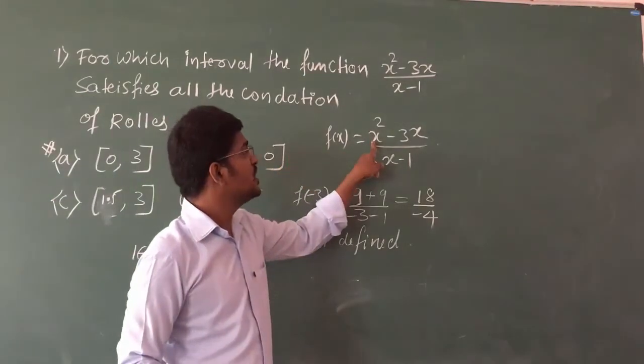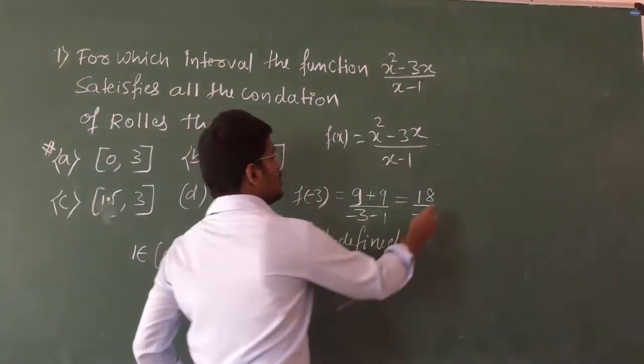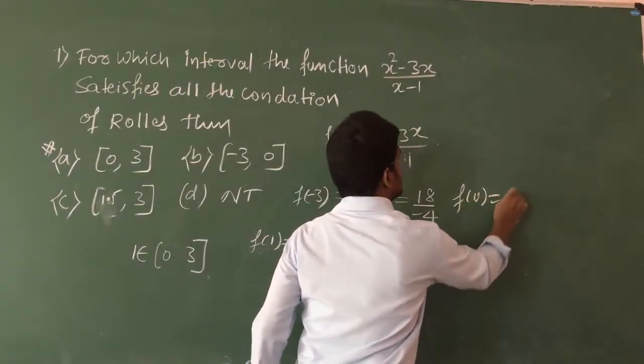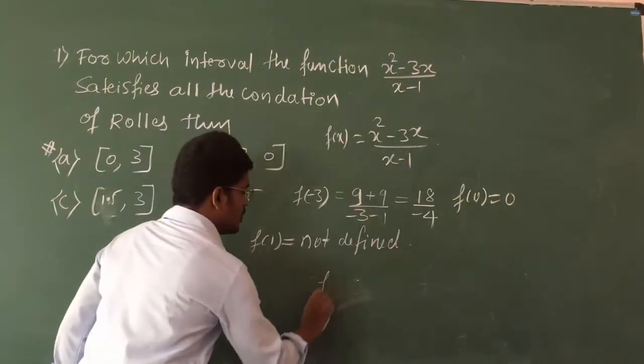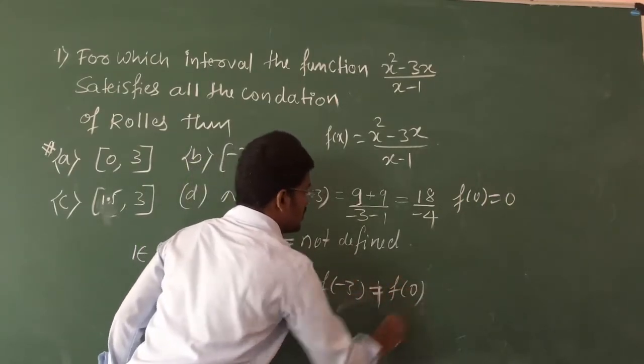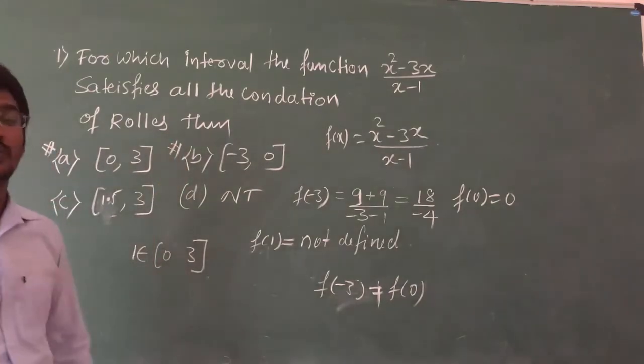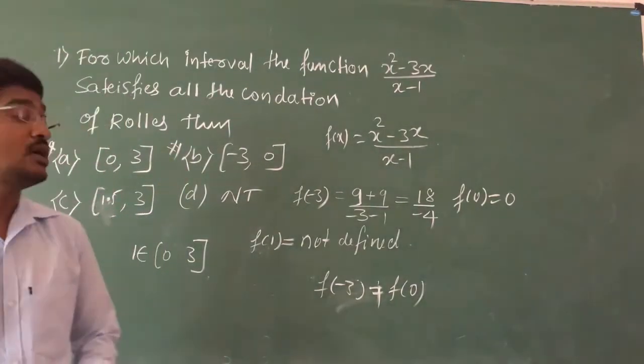What is f of 0? If I write 0 here, this term will be 0, and 0 by anything is 0. f of 0 is equal to 0. Therefore, f of minus 3 is not equal to f of 0. Again, Rolle's theorem is not verified here also. Are you getting my point?